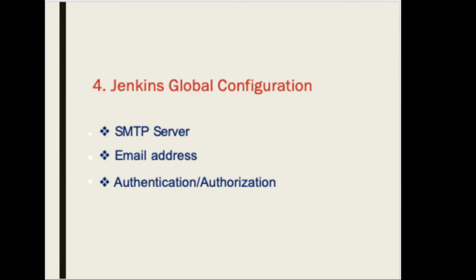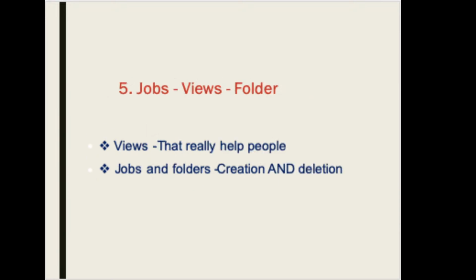Then the fourth kind of things that can be obviously automated is the Jenkins global configuration. So you can probably look at the SMTP server, the simple mail transfer protocol. That obviously comes with an email address. Then obviously there are two things that are obviously required. The one is called authentication. The next one is called authorization. You should obviously understand the difference between authentication and authorization.